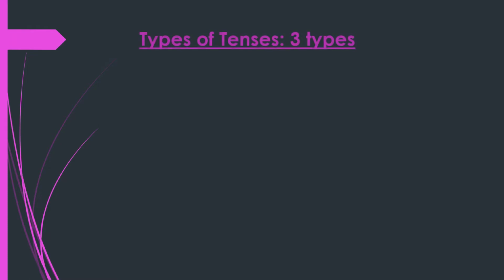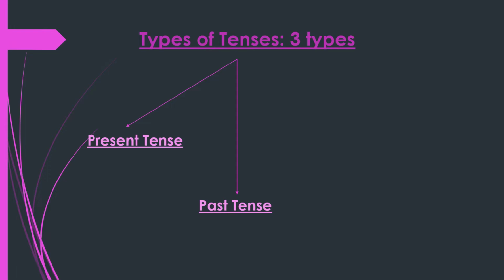Let us recollect the types of tenses. Tenses are of 3 types. First type is present tense. Second type is past tense. And the third type is future tense. For term 1, if you remember, we did present tense. And in present tense, we learnt about simple present tense and present continuous tense.